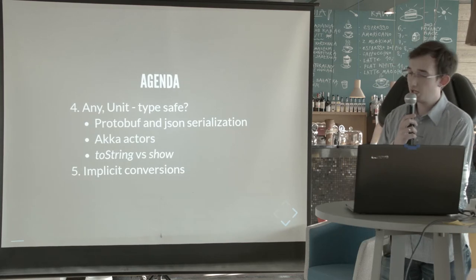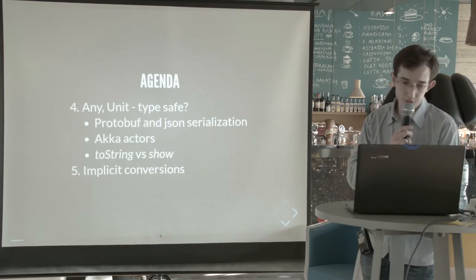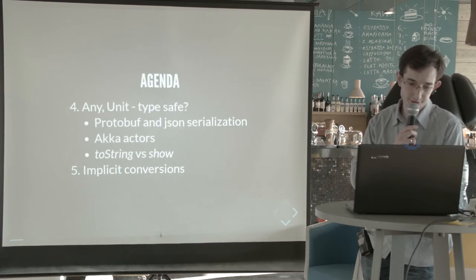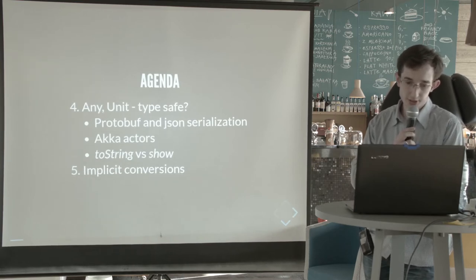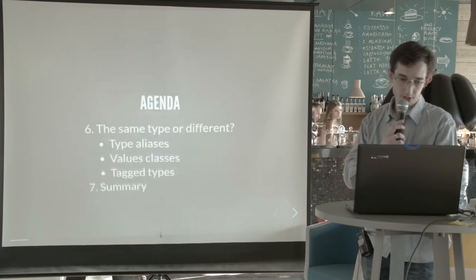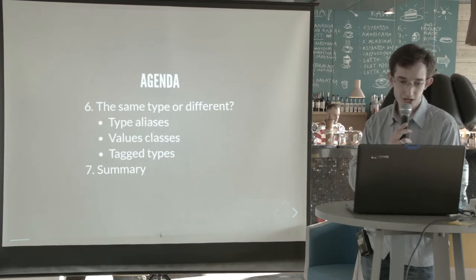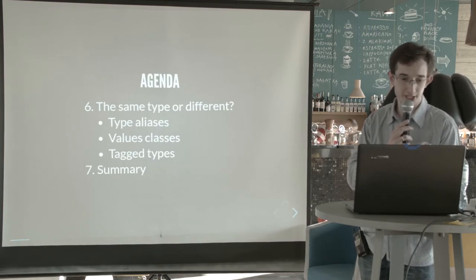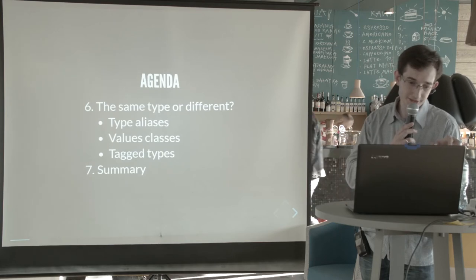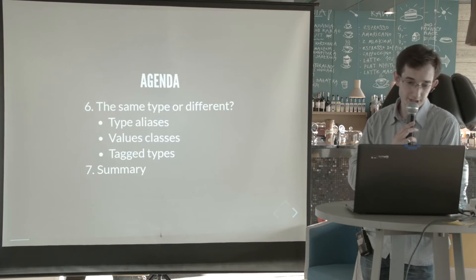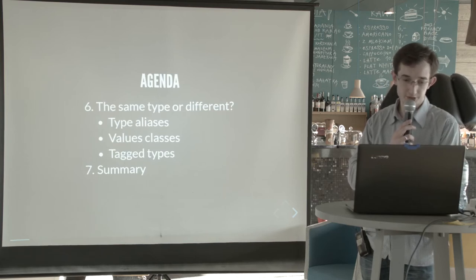After that, I will discuss type safety problem with examples connected with protobuf serialization, Akka actors, and JSON serialization. Then I will tell a few words about implicits. At the end, I will introduce examples connected with types that are different according to business, however, are often encoded as the same types on the code level, and thus are error-prone. I will discuss possible solutions, including type aliases, value classes, and tag types. After that, I will quickly sum up the presentation.